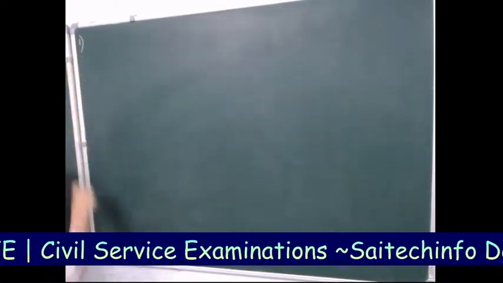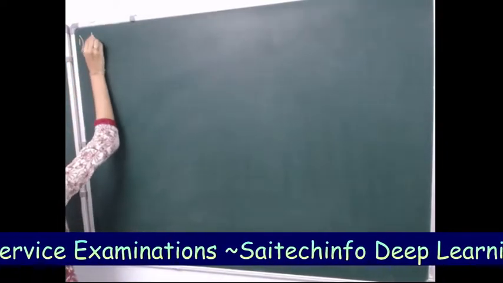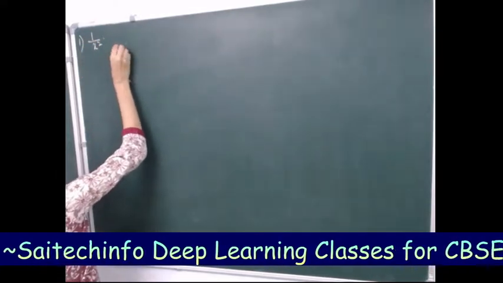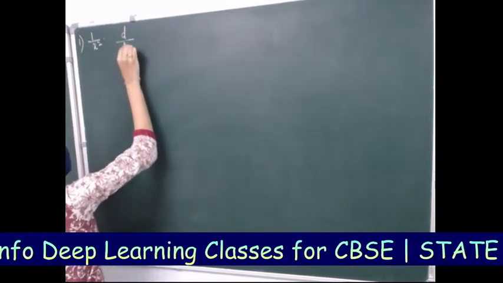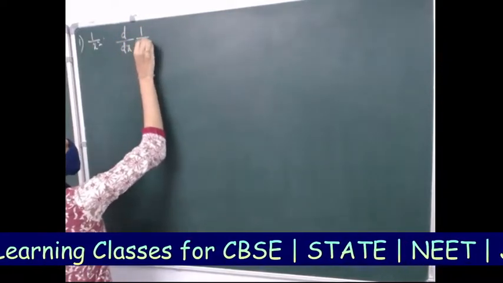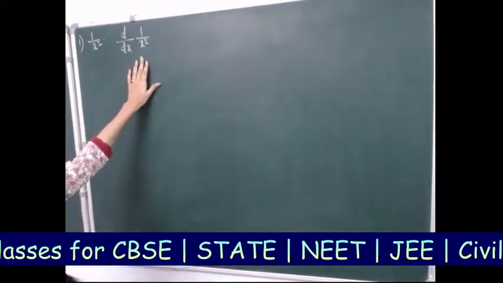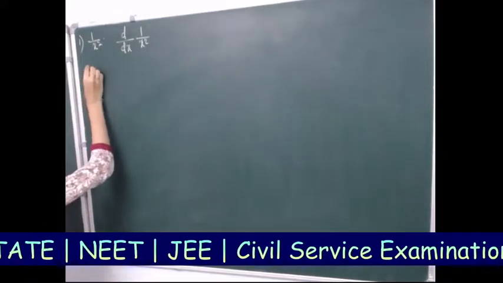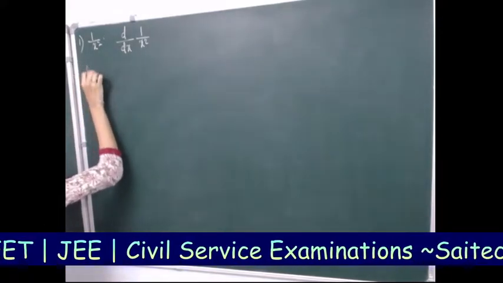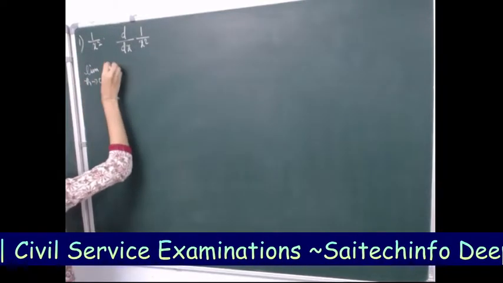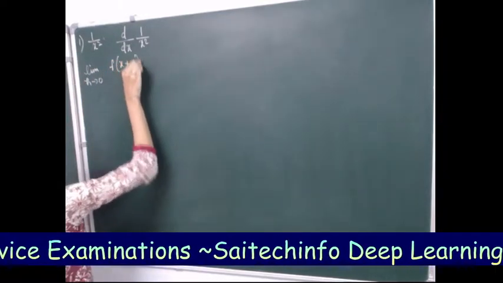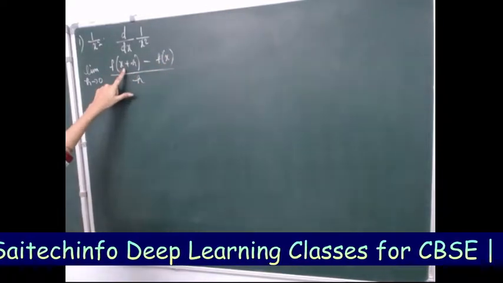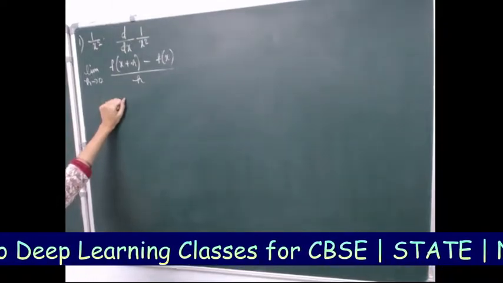First question is 1 by x squared. You have to work out this in first principle. So we are going to find the derivative of 1 by x squared using the first principle. So the first principle formula is limit h tending to 0, f of x plus h minus f of x, whole divided by h. You can mention f of x is equal to 1 by x square.